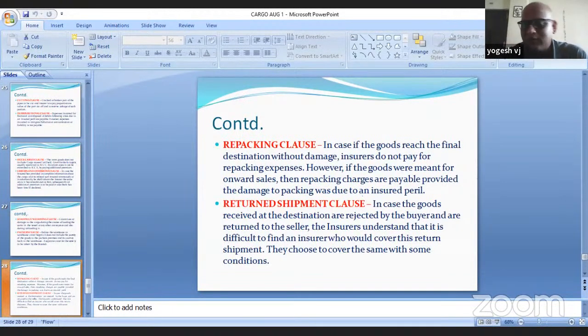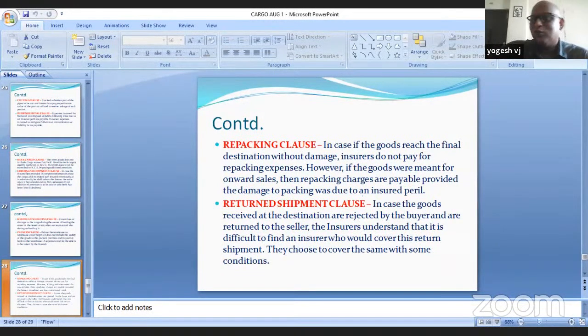So in case the goods received at the destination are rejected by the buyer and returned to the seller, the insurers understand that it is difficult to find an insurer who would cover this return shipment. They choose to cover the same with some conditions. Okay. What are those conditions? ये लंबा चौड़ा list. Again, just in order to make you aware of what is return shipment. Now we come to repacking. Packing clause तो हम लोगों ने पढ़ा. इसके पहले ही packing clause, repacking clause.